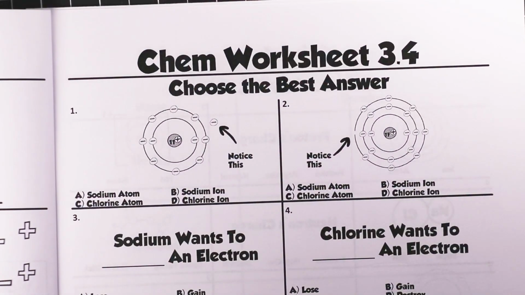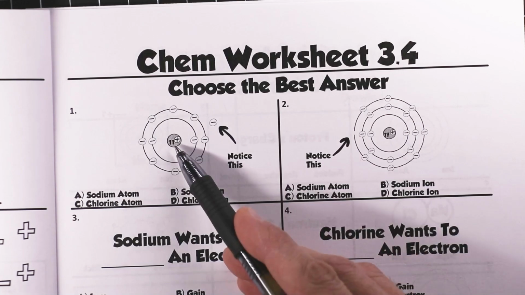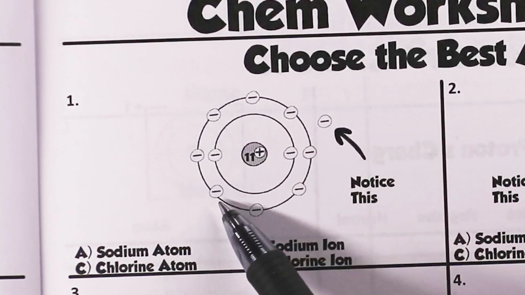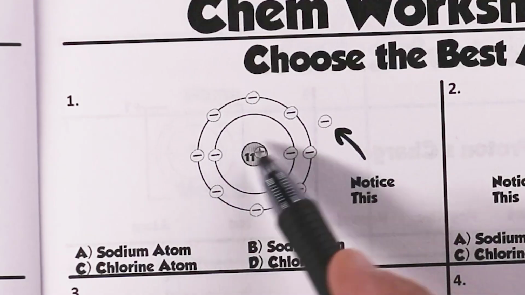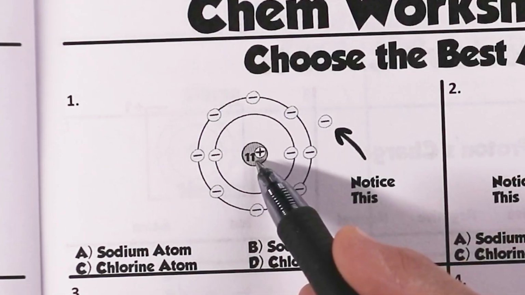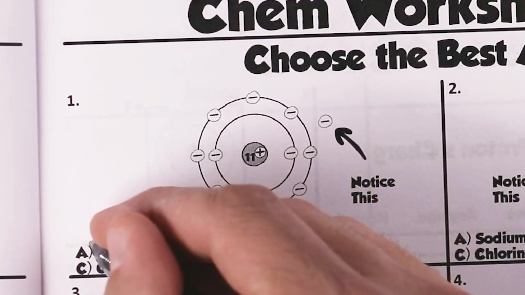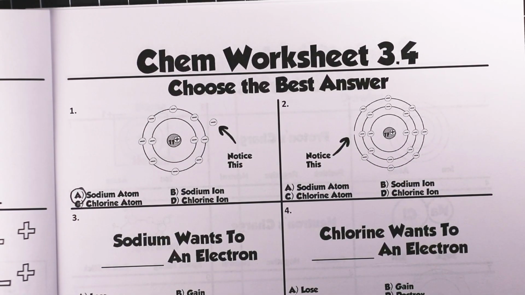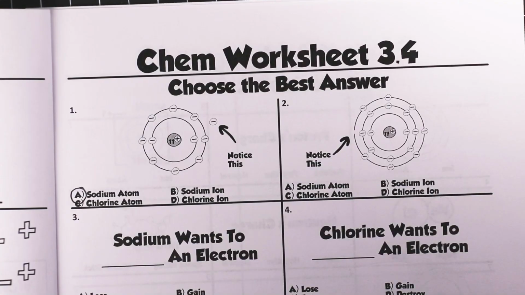Okay. Choose the best answer. Let's see. One of these is hard. Which one is it? I guess this one's kind of hard. You have a positive 11, you have 1, 2, 3, 4, 5, 6, 7, 8, 9, 10, 11, which means we're neutral, which means we're not an ion, and we have 11 protons. This means we are a sodium atom. Okay, that's a pretty good one. Everything else is doable for you. We're going to move on. Oh, we're done with 3.4. We're moving on to 4.1.